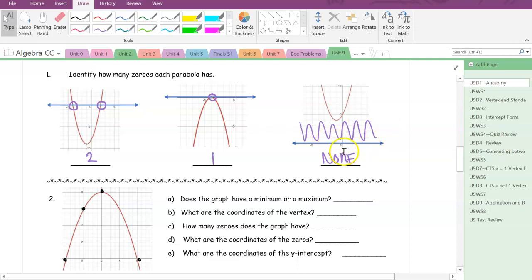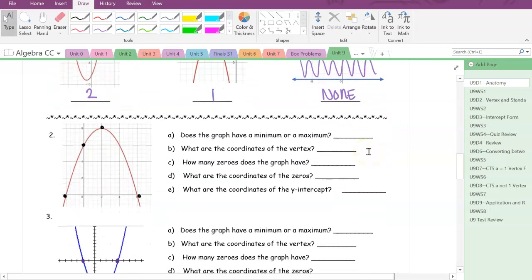All right, so let's practice. Does this parabola have a minimum or a maximum? We're not looking for a yes or no here. We're looking for which one of those it is. We have a highest point here, so this is going to be a maximum. When we're asked what are the coordinates of the vertex, that's asking us for where this point actually is. Remember when you do points, your x comes first, so this is going to be 2, 8.